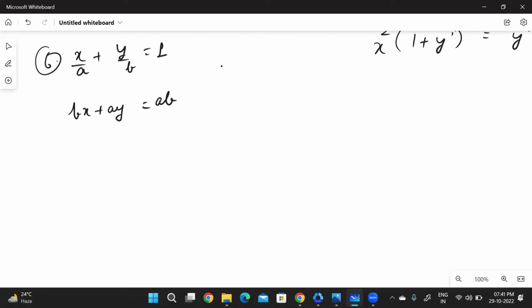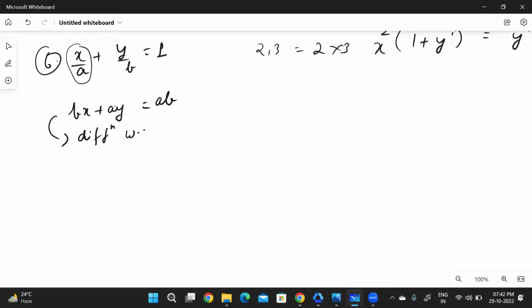To do this directly, you can see the denominator has a and b. So what is the LCM of a and b? Like two different numbers, it's their multiplication. What's the LCM of 2 and 3? It's their multiplication, 2 into 3. So the LCM of a and b is ab. So you multiply the whole equation by ab. When you multiply ab here, a cancels out and you get bx. Similarly here you get ay and ab. So now let's differentiate this equation.